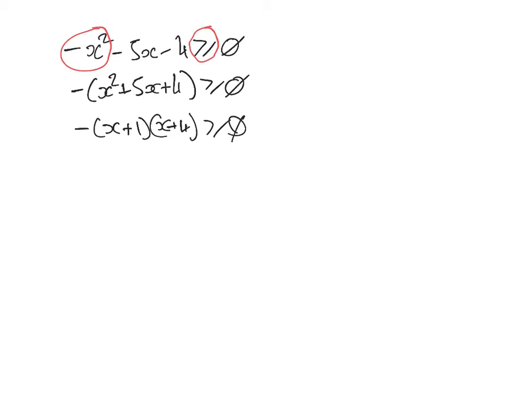Solve it. So we come down here. So what makes this bracket 0 for value of x? So that's x equals -1. Down here, x equals -4. So there are our two solutions.